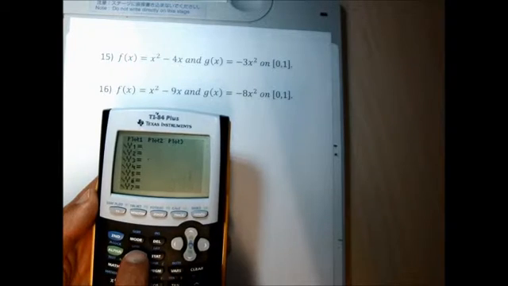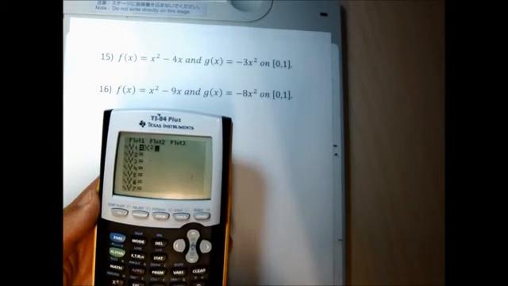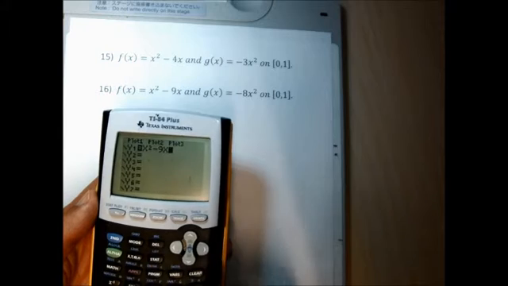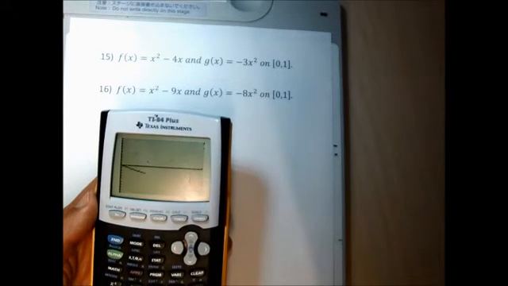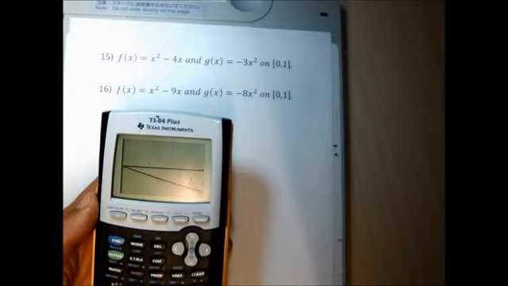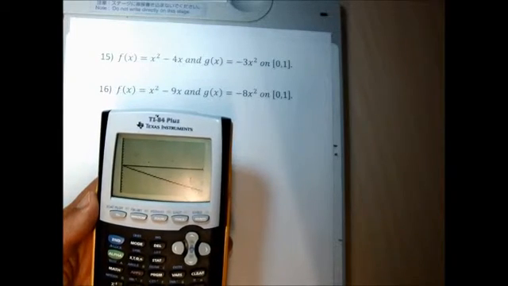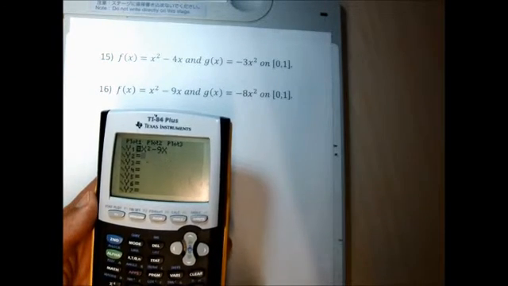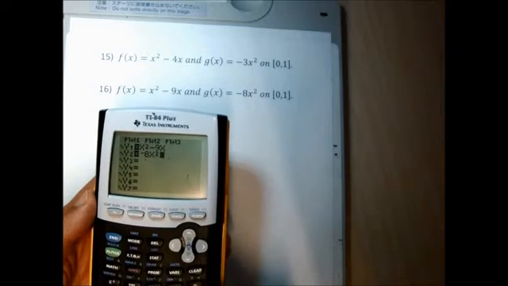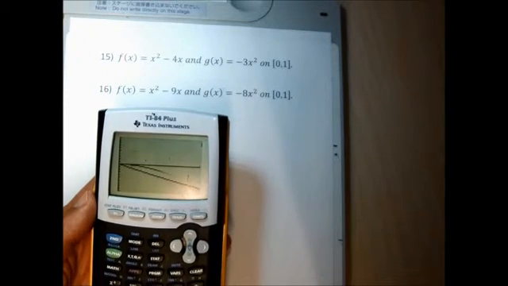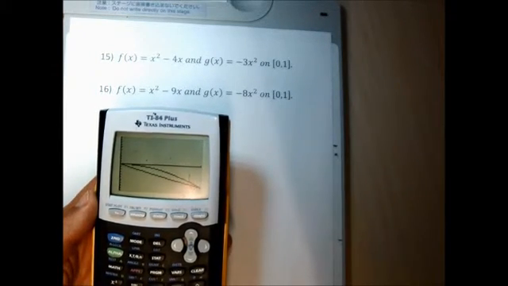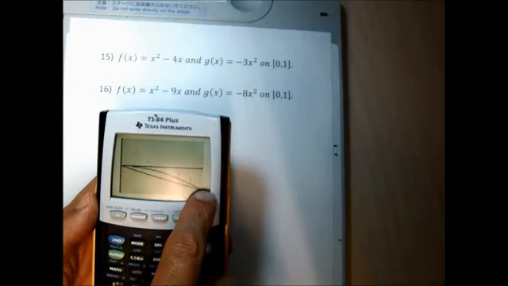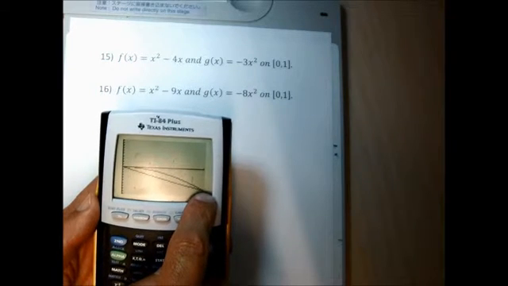First function I integrate is x squared minus 9x over 0 to 1. Nice, easy function. It's beneath the x-axis the whole time. Now let me do negative 8x squared in my y2. So negative 8x squared, graph it. They cross, or they meet, but it looks like they meet at 0 and looks like they meet at 1.